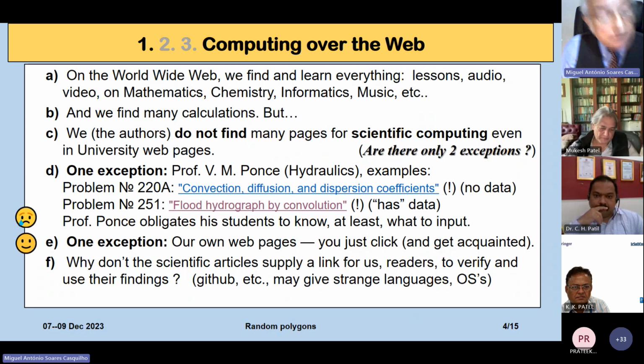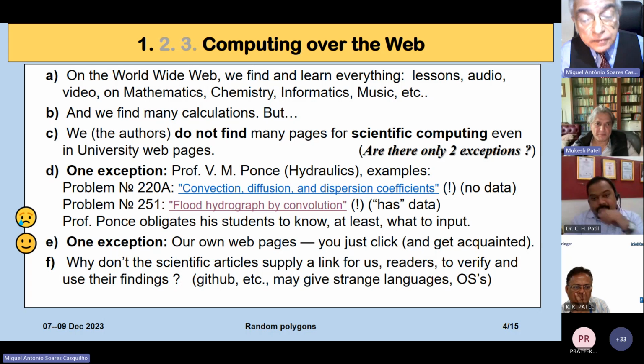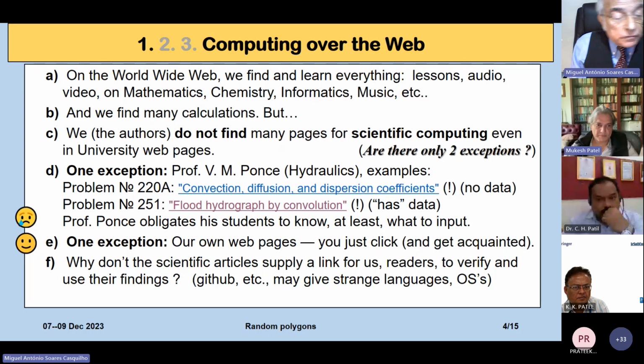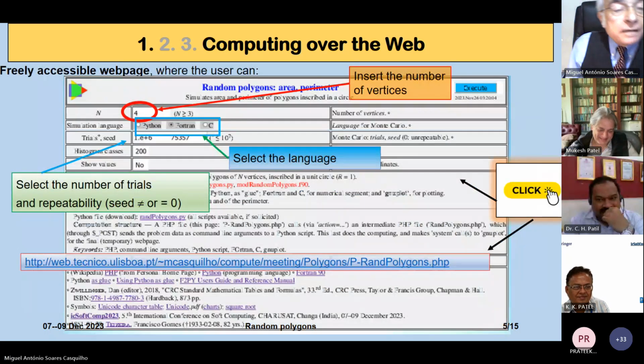Of course, we gave no data. Now another exception, our own web pages. You just click and maybe you understand the things. Why don't the scientific articles supply a link for us readers to see or to use their findings? I am not accusing anyone, I am just complaining.